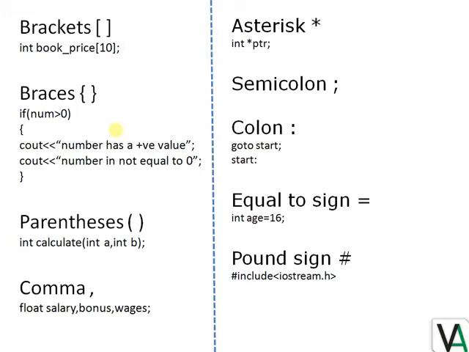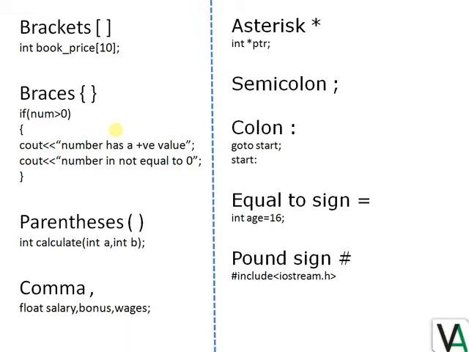Curly braces, these braces are used for compound statements, which are surrounded by these curly braces. If num is greater than 0, so we have two statements in the if condition. If we have compound statements, means if we have a loop or any branching statements with more than one statement, we will be using these curly braces. Okay, next we have parentheses. Parentheses are used to give the parameter list for a function. Comma is used to separate the declaration of the variables.